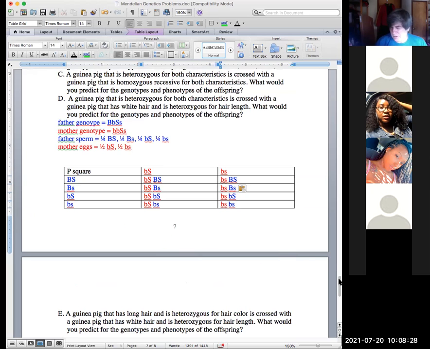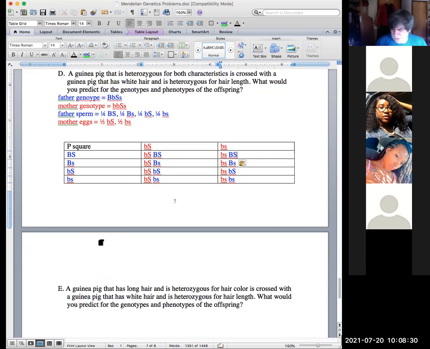Okay, this one's going to be a little bit trickier because we've got so many letters in there. So let's go through and start looking at what the offspring are going to look like. Okay, we've got 8 possible offspring. So that means our fractions are going to be 8ths. So, 1/8 of our offspring, and notice we've been writing our genotypes with B's first and then S's.